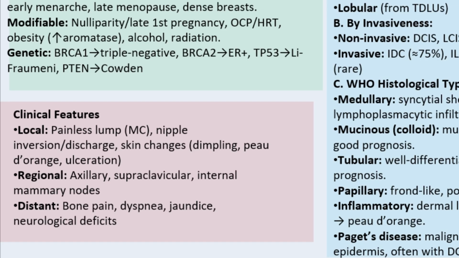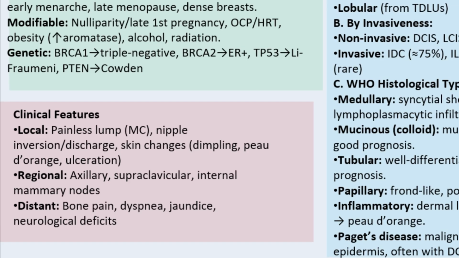Then we have peau d'orange, which basically means an orange skin-like appearance of the breast. This is going to occur when the lymphatics are invaded by the cancer, and then the lymphatics are going to be blocked. That is the lymphatics draining the skin. So when they are blocked, we have a kind of edema or fluid collecting within the skin, and that will appear like orange peel. Then we have ulceration, which is common in inflammatory breast cancer. Then regionally, we can have the axillary, supraclavicular, and internal mammary nodes affected.